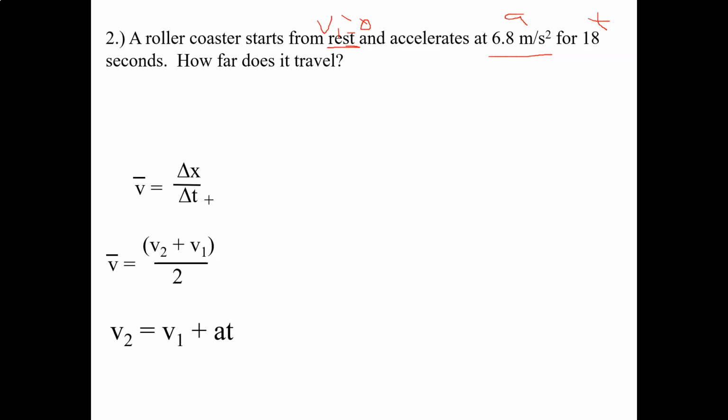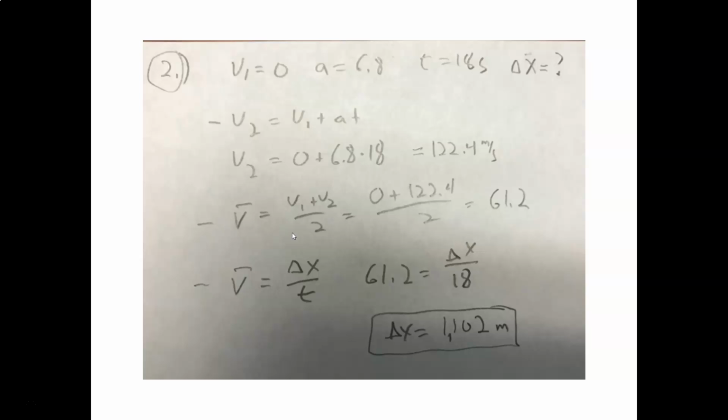So again, if I want to know how far it goes, I need to know average velocity and time. I know time, but I don't know average velocity. Okay, we'll go to equation number 2. I know initial velocity, but I don't know final velocity. Well, let's try equation 3. I can use equation 3 with my initial velocity, acceleration, and time to find v2, plug v2 into this equation to find v bar, and then plug v bar into this equation to find delta x. And that is what we do on the next slide. And this is what we do here.